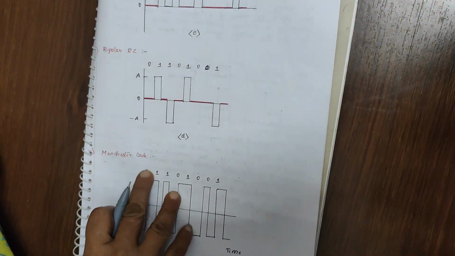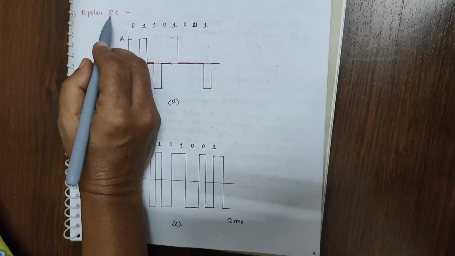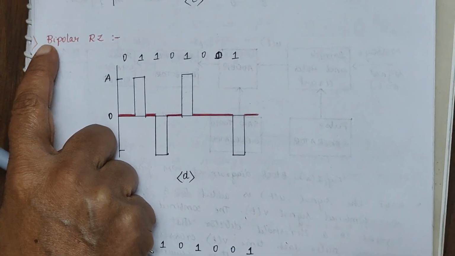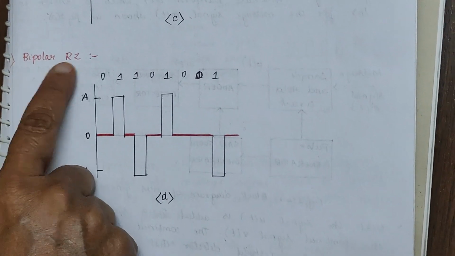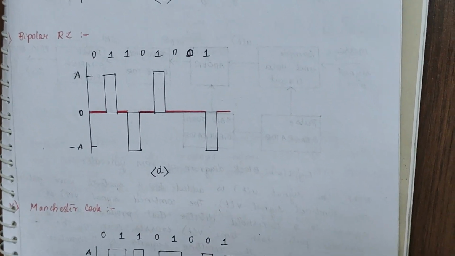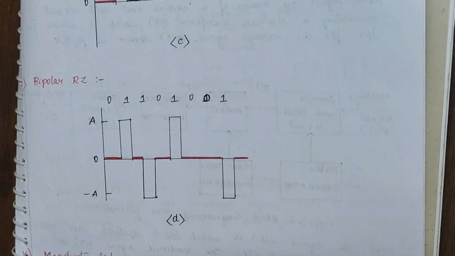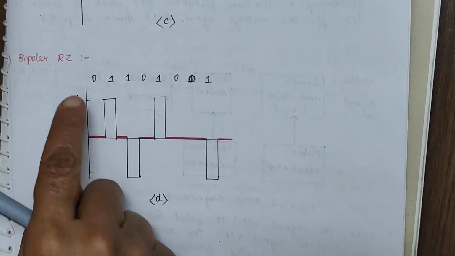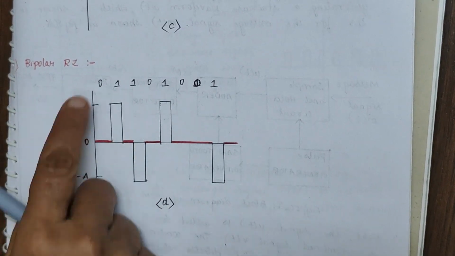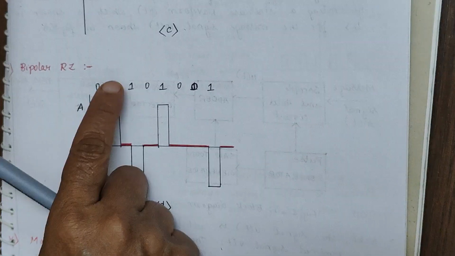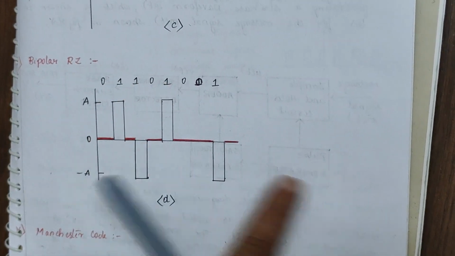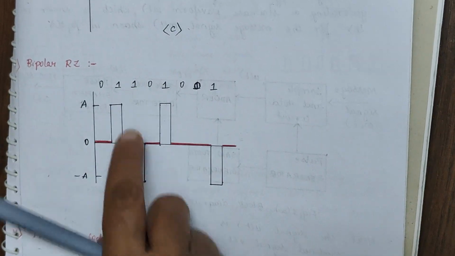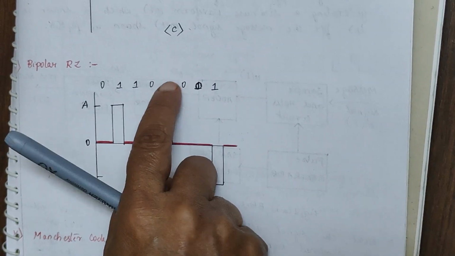Next we will move on to another type of line code, that is bipolar return to 0. Bipolar return to 0 means it has two polarities. It is also known as alternate mark inversion. Alternate mark inversion means that the polarity of alternate 1s is changed, but symbol 0 is 0 only. For symbol 1, the polarity of alternate ones is changed. That means the first one is positive, and the next one is negative.